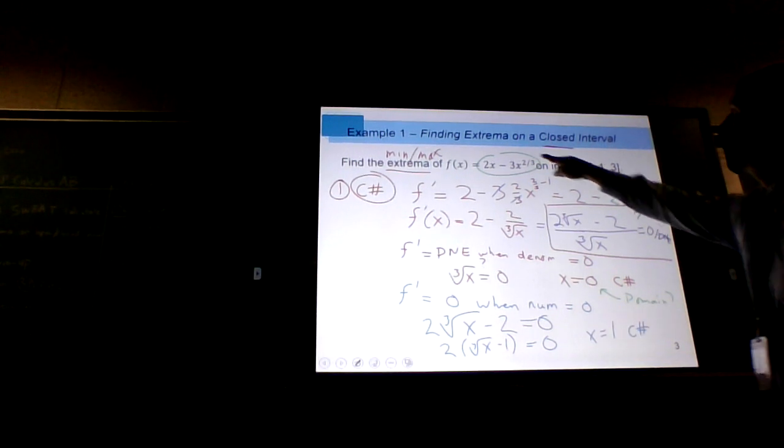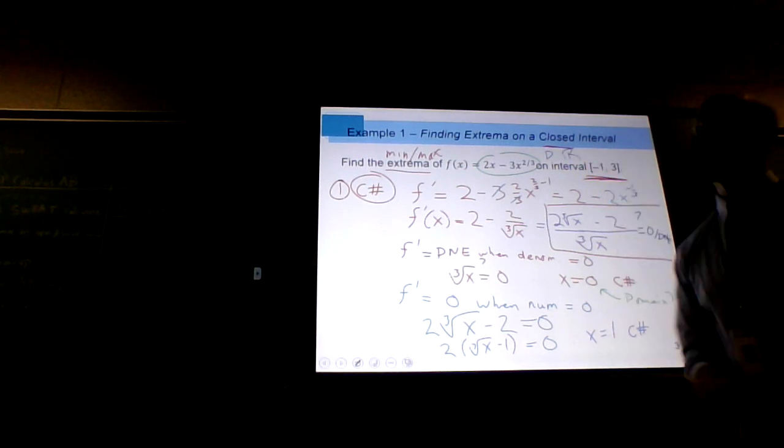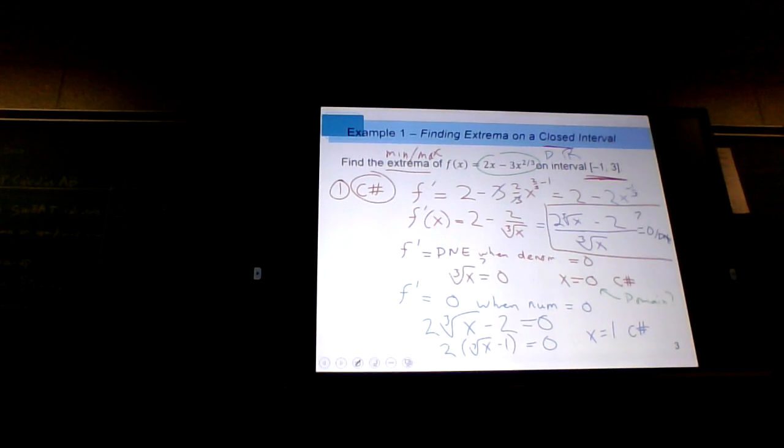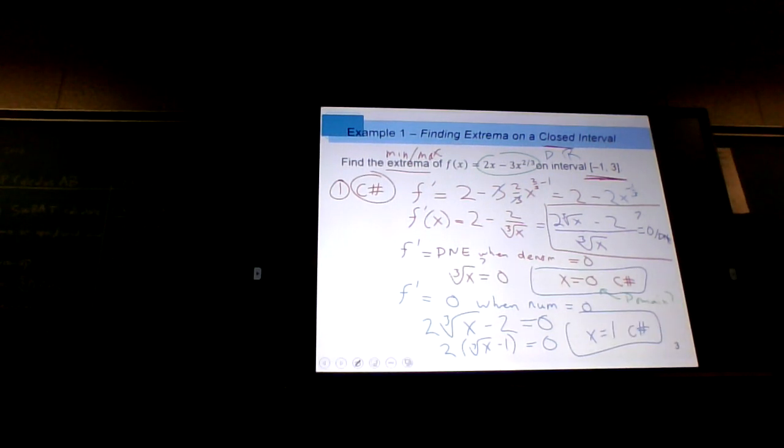By the way, could we plug 1 into, it turns out this domain up here is all real numbers. So yes, it's all real numbers, so we're okay. So I claim that our critical numbers are these 2 guys right here. We have 2 critical numbers.